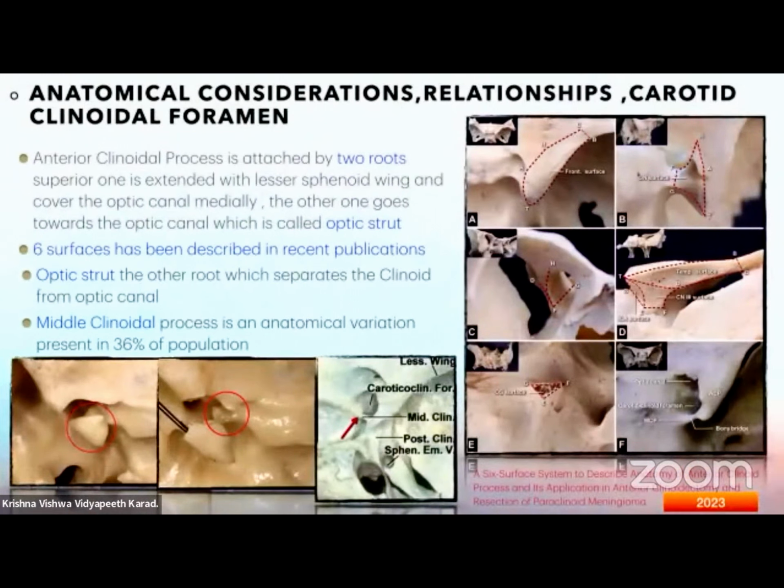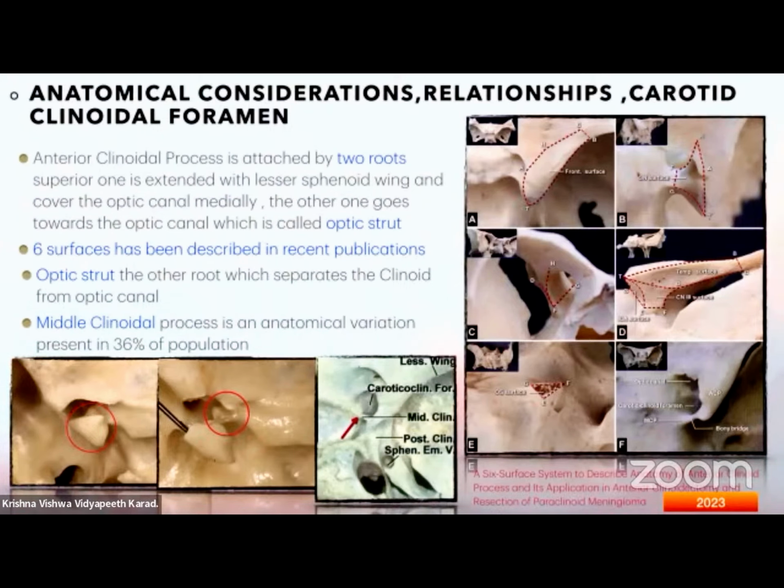The anterior clinoidal process is pyramidal in shape with 2 roots, originating from the medial part of the lesser wing of the sphenoid bone. The other one is directed to the optic canal and is named the optic strut. 6 surfaces have been described in recent publications.